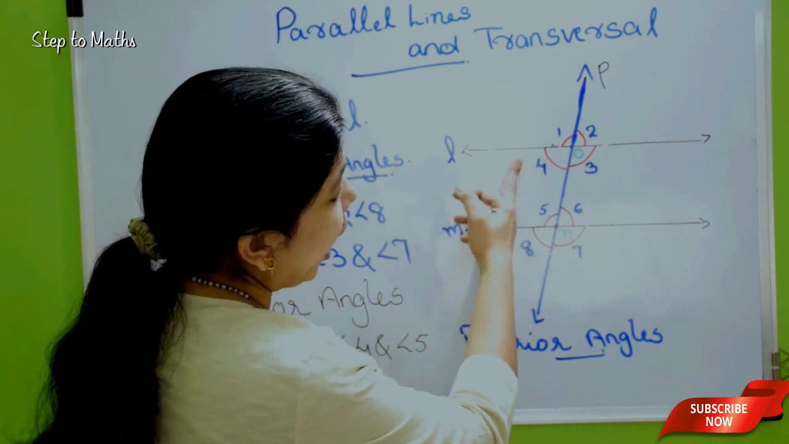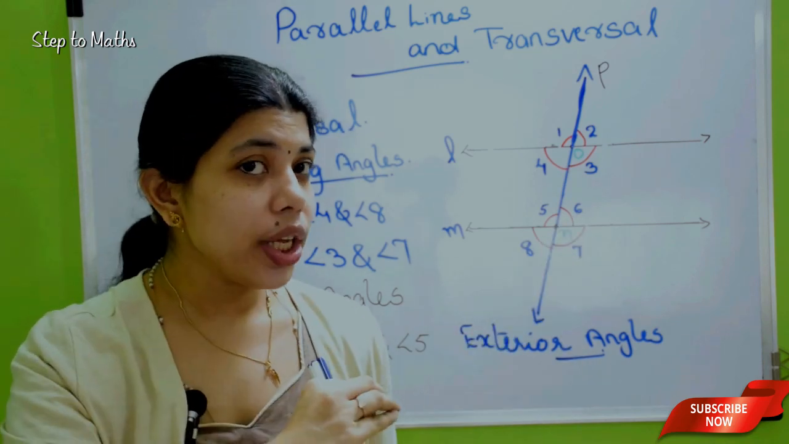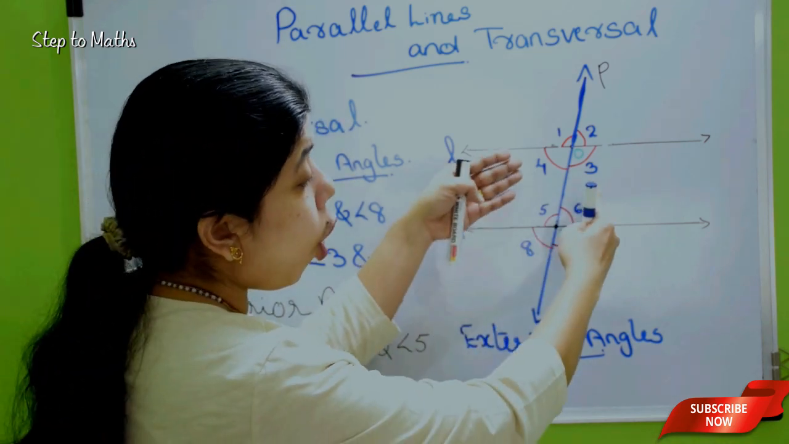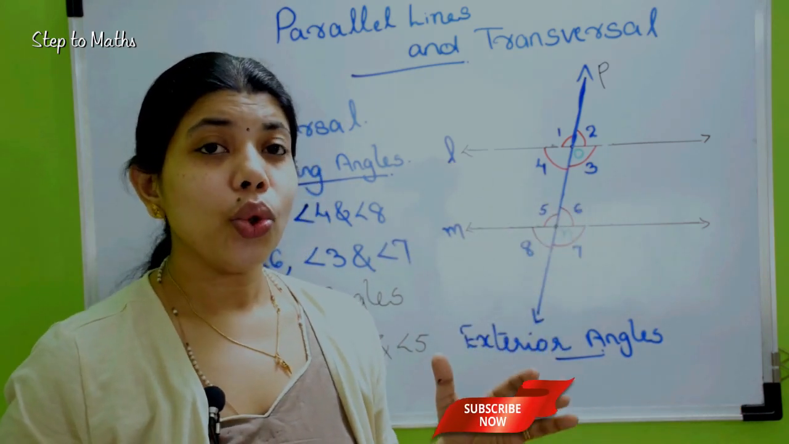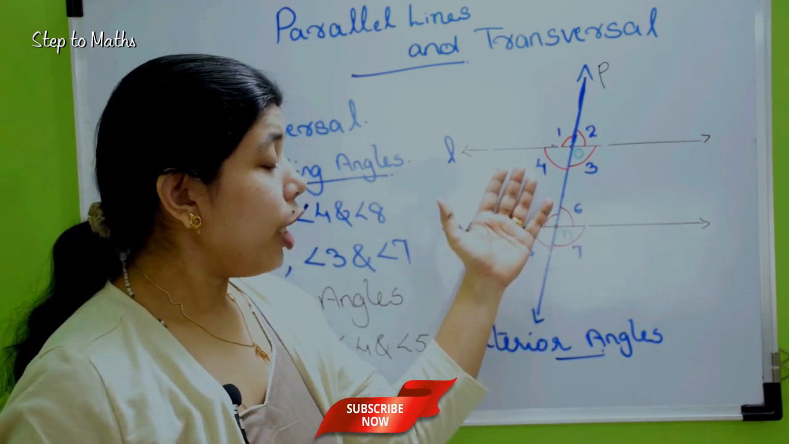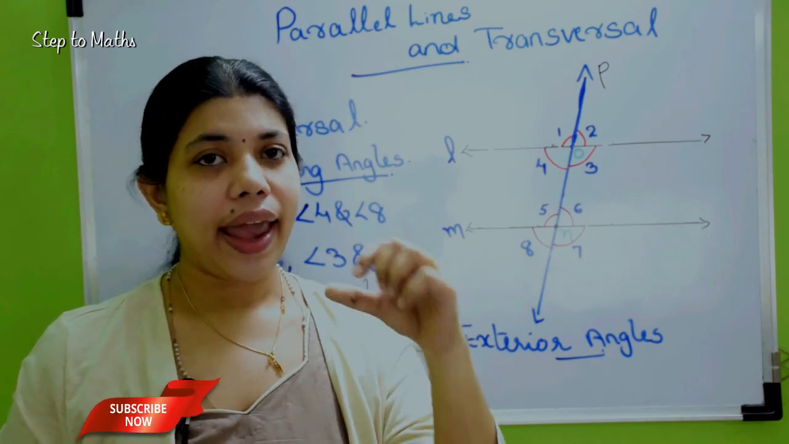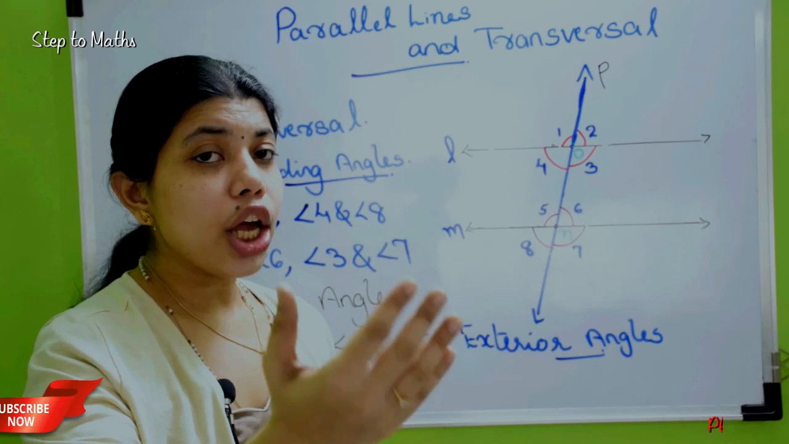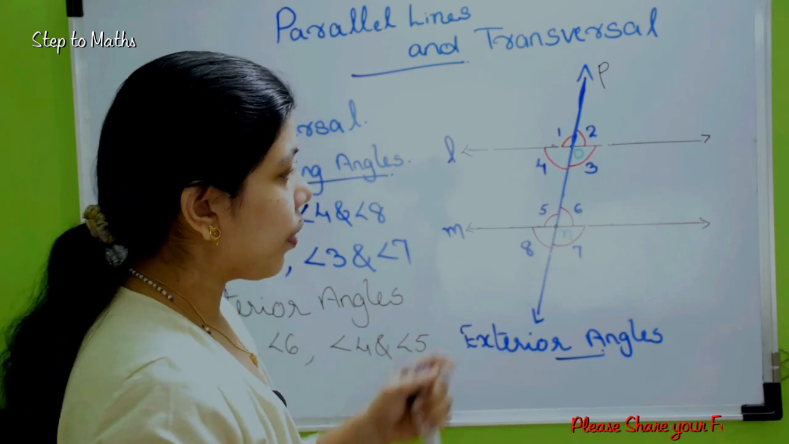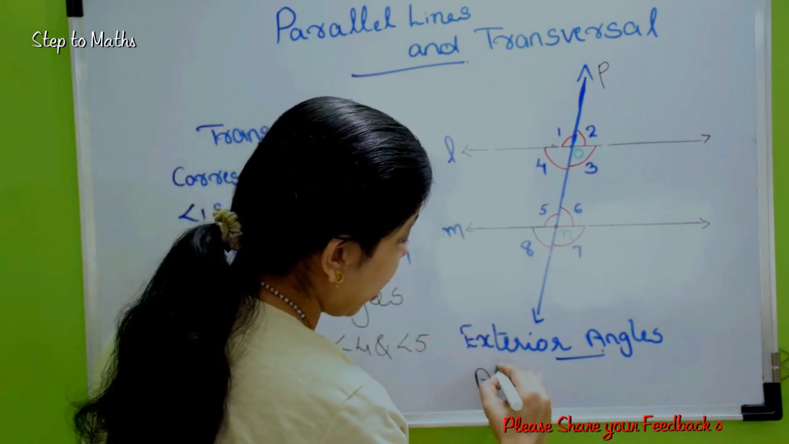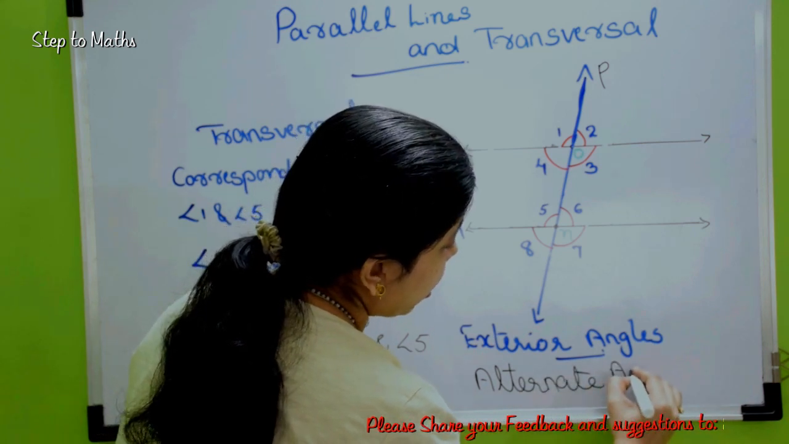Now consider angle 4 and angle 6. Angle 4 and angle 6 are interior angles, but they are on opposite sides of the transversal. So, that type of angles are known as alternate interior angles. If the angles are on the opposite side, they are known as alternate angles. So, another type is alternate angles.